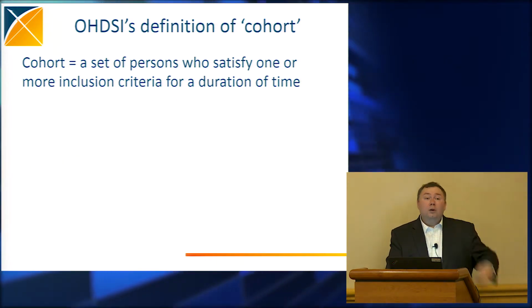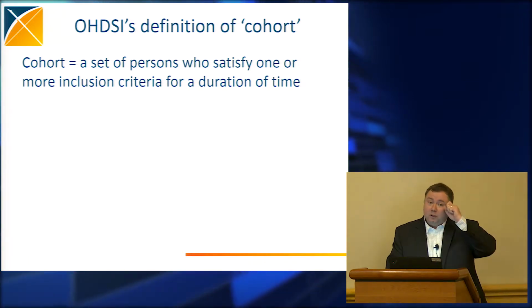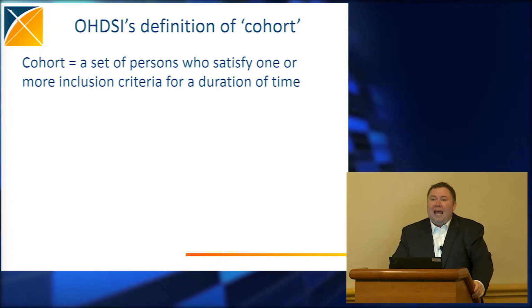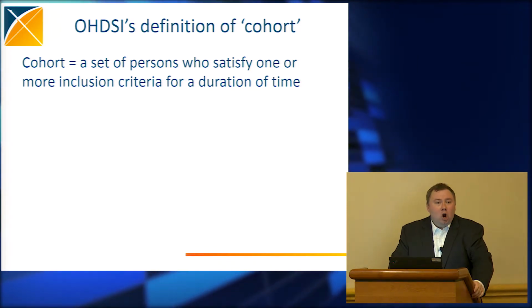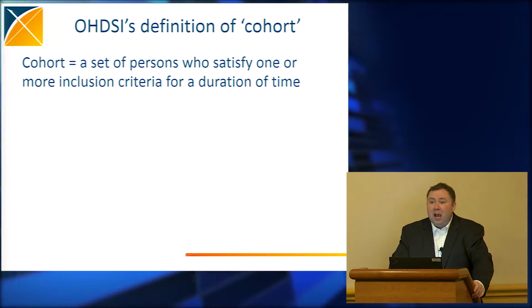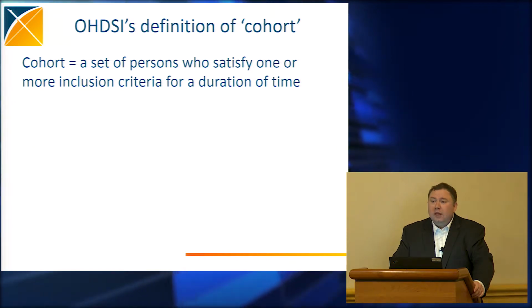So this is where I'm going to try to provide some common language, and we'll love to get feedback of whether this works for you or not. In OHDSI, we have a definition of what a cohort is. A cohort is a set of persons who satisfy one or more inclusion criteria for a duration of time. So I want to just think about that for just a second. You got people who have membership at some time.